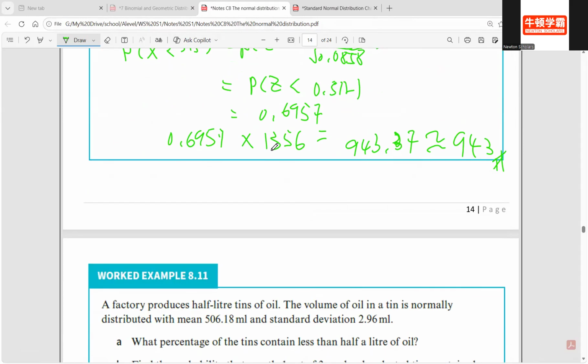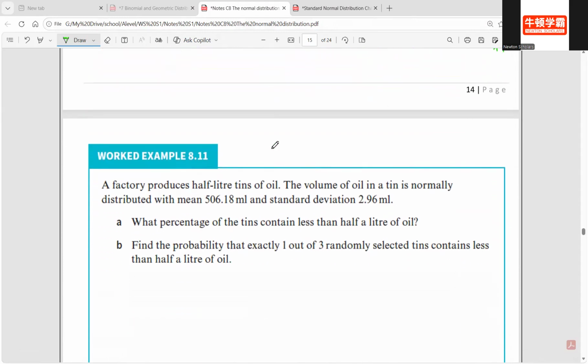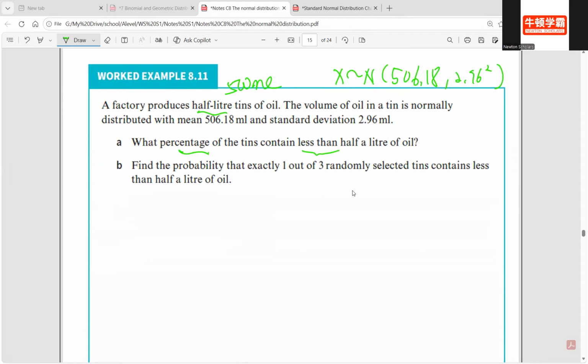Okay, we move on. The next one. The factory produced a half liter. Half liter is 500 ml. So this one is 506, this is your mean. Then I can set that X mean is 506.18. Then my standard deviation is 2.96 squared. What is the percentage of less than half liter? So meaning that you have to find P(X less than 500).